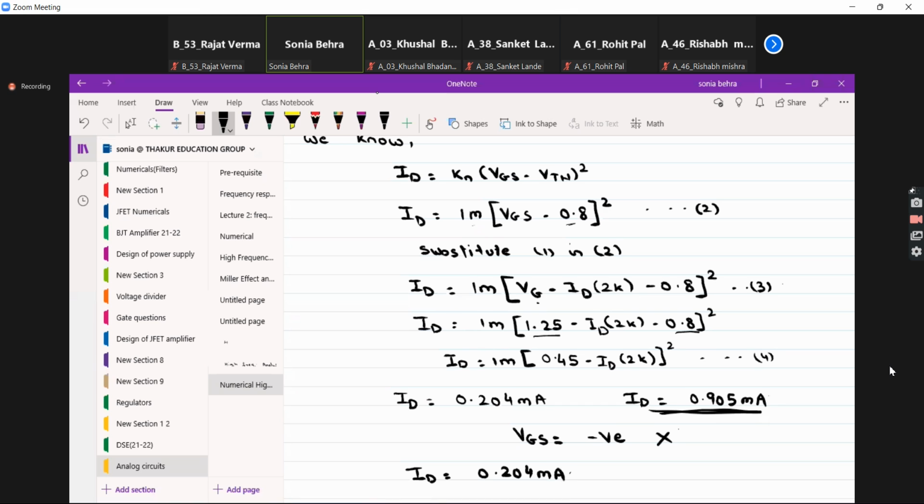I am repeating the steps. You will get two values. For the values, find out the value of VGS. If VGS is coming out negative, it is not possible, so that value will be cancelled. The second value will be the value of ID. Clear? Is this clear?